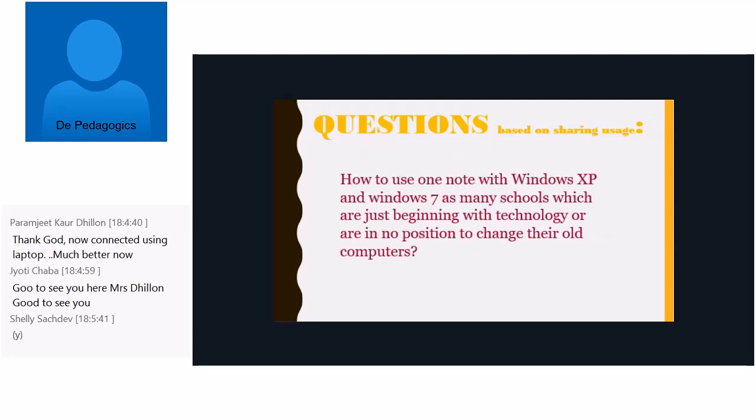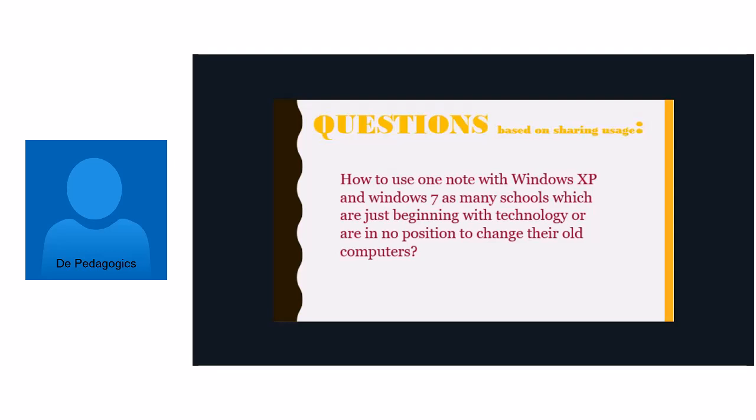Here's one. I think we had quite a smile on this question because it was hard for Marjolein to believe that there are Windows XP systems that are still being used. Yes, they are being used in some of the schools. So here's your question: how to use OneNote with Windows XP and Windows 7, as many schools are just beginning with technology or in no position to change the old computers. So what did they do?